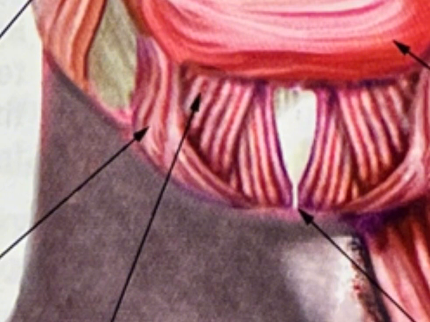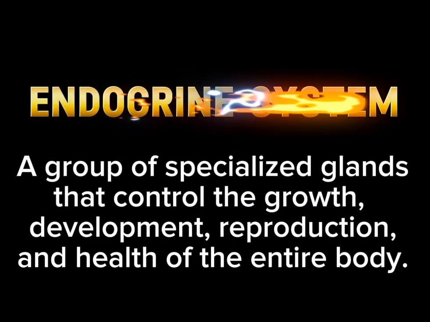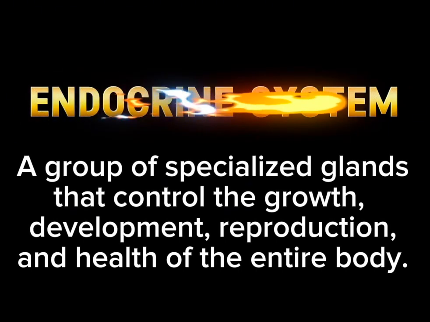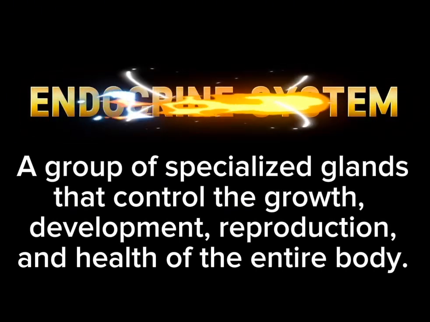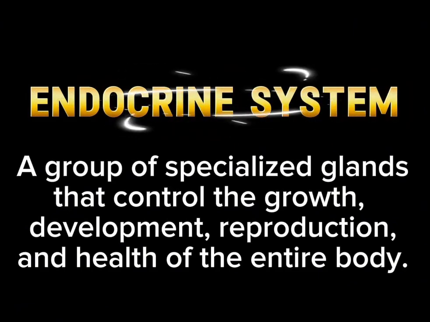Depressor labii inferioris, muscle that surrounds and lowers the lower lip and draws it to one side, as when expressing sarcasm, also known as quadratus labii inferius. Endocrine system, body system consisting of a group of specialized glands that control the growth, development, reproduction, and health of the entire body.